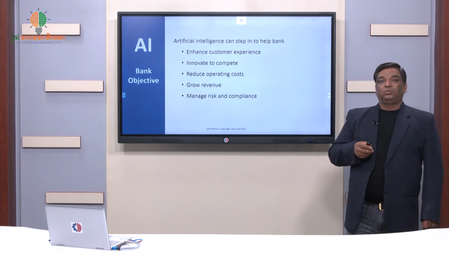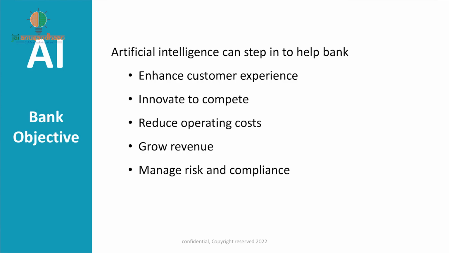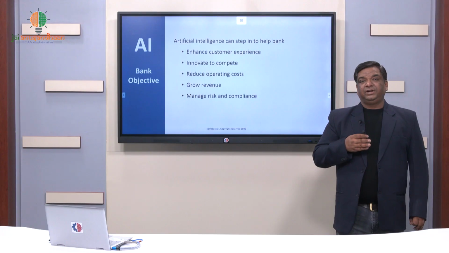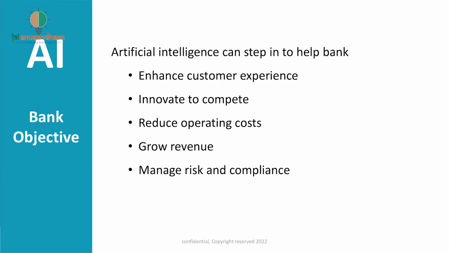So let's look at what the bank objectives are. In this case, let's consider the different AI approaches and how they can help the bank. It can enhance the customer experience, the way we interact. It can innovate and compare and compensate to the right thing. It can reduce overall operating costs, and definitely grow the revenue. And finally, it can take on risk control.